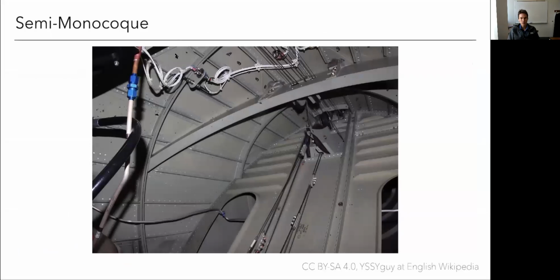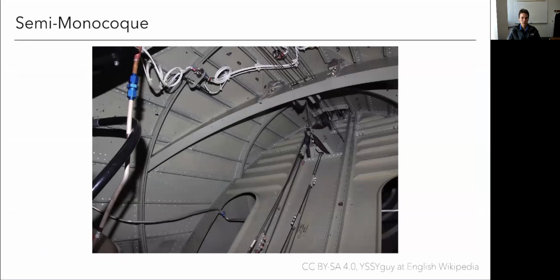Here's an example of an interior structure for an aircraft. What you may notice is a structure which is called a semi-monocoque structure. A monocoque, this is a French term, means that the structure is provided through an external skin. A classic example would be an eggshell. All the structure is provided by this skin.